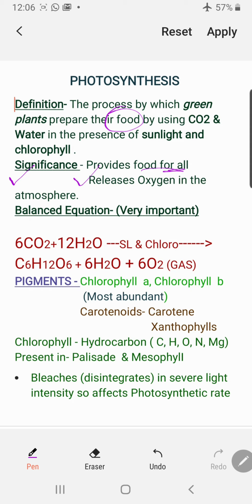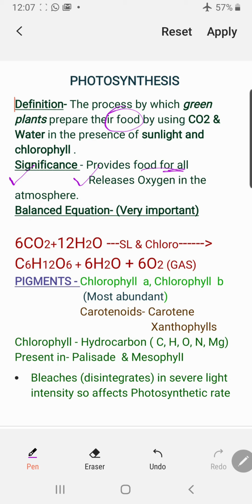Second one is it releases oxygen in the atmosphere. Very true. During the completion of photosynthesis, oxygen is released as a byproduct, and we all very well understand that oxygen is required for our survival. It is our basic need. Though for a plant, release of oxygen at the time of photosynthesis is a waste. Why? Because the plant never uses the oxygen which it is releasing during photosynthesis.